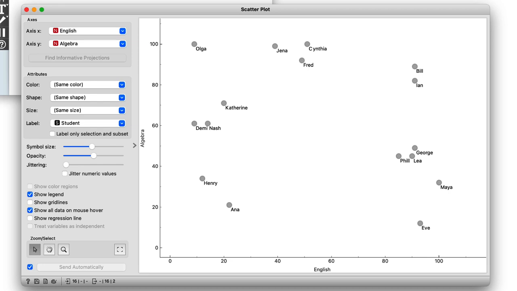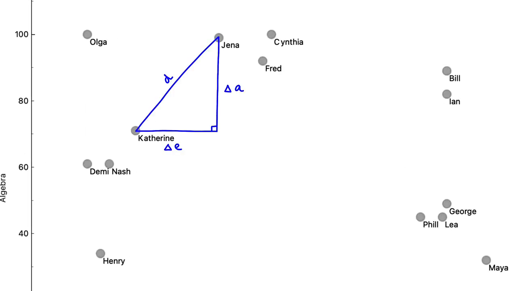As a refresher, to measure the distance between, say, Catherine and Jenna, we summed up the square differences between their grades in algebra and English. We referred to this as the Euclidean distance and noted that it comes from the Pythagorean theorem.